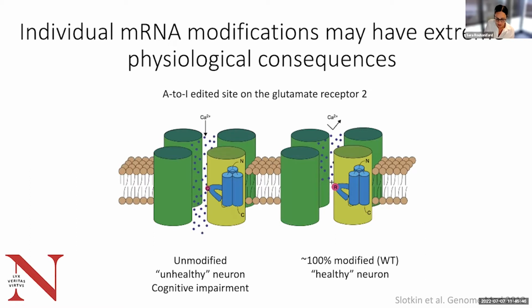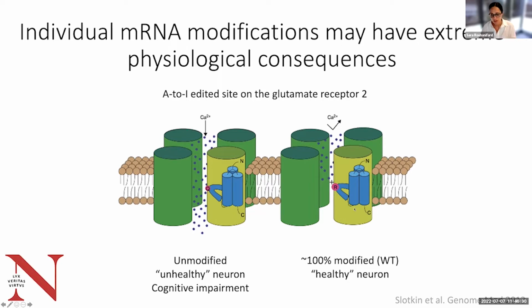So even based on the limited information that we know about individual mRNA modifications, and what I mean by that is one gene that has a single modification at a single site, we know that even those single sites of modification can have extreme physiological consequences. A really classic example is the adenosine to inosine RNA editing that occurs on the glutamate receptor 2 in neurons. So in neurons, I find this modification really interesting because this modification needs to occur close to 100% of the time. So I'm showing you a wild type healthy neuron that the modification has to occur in.